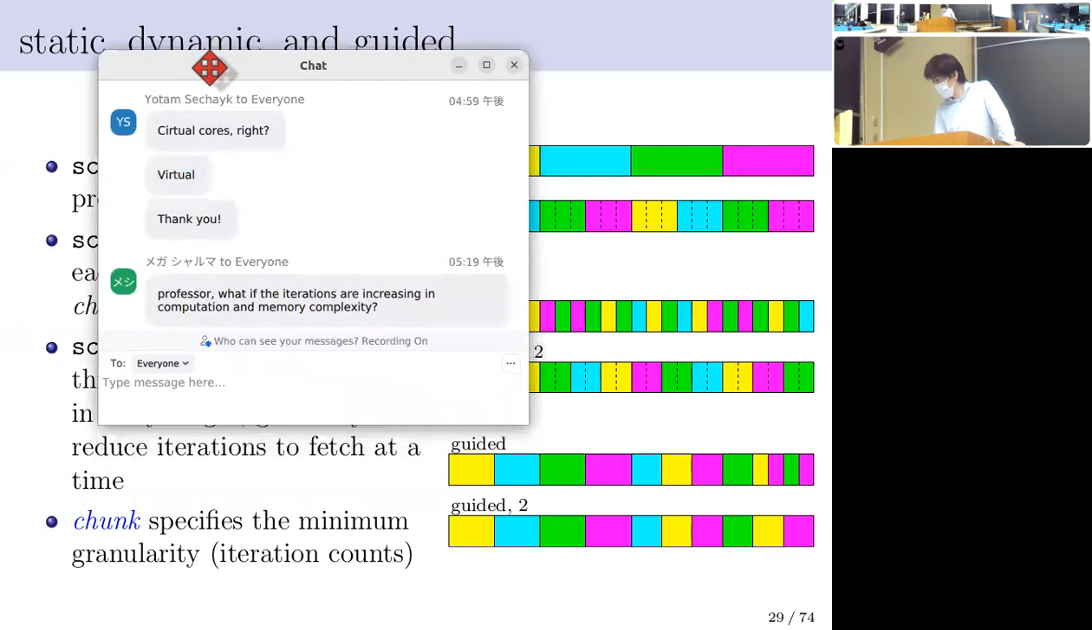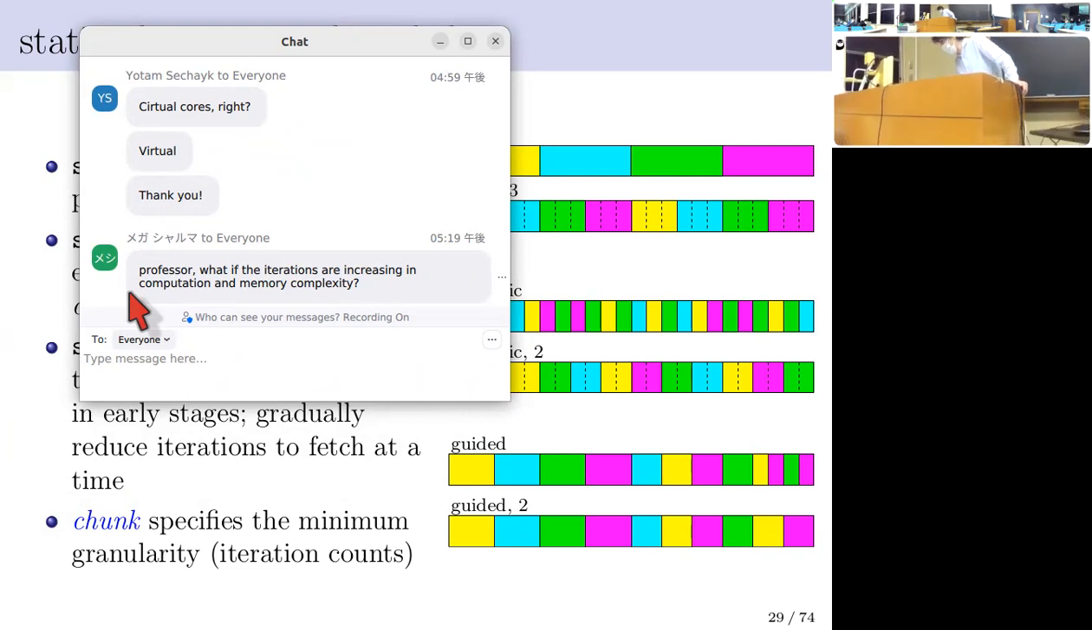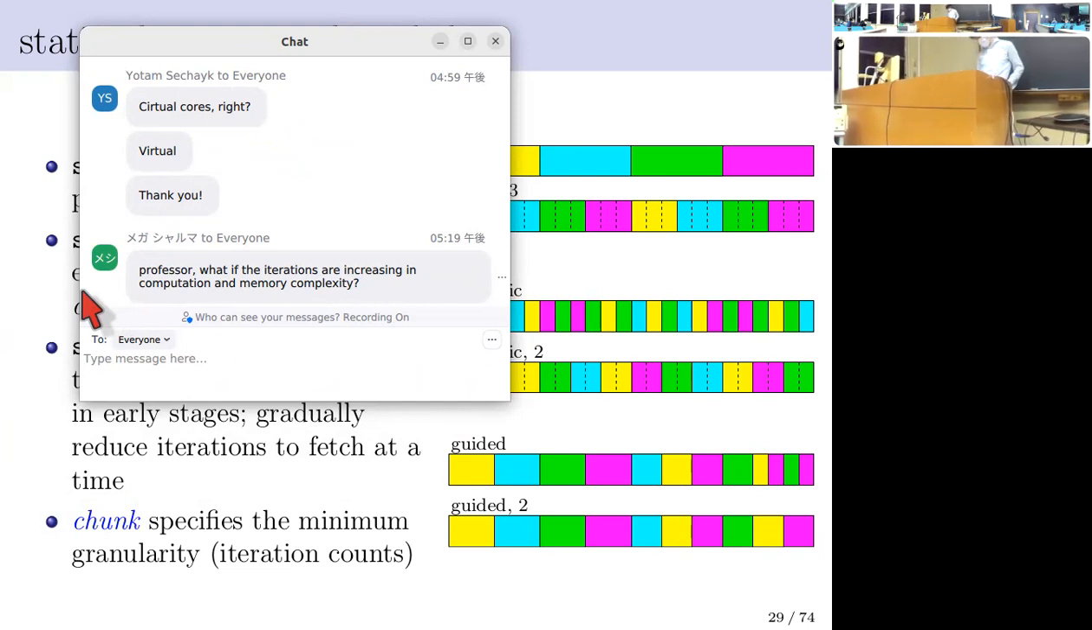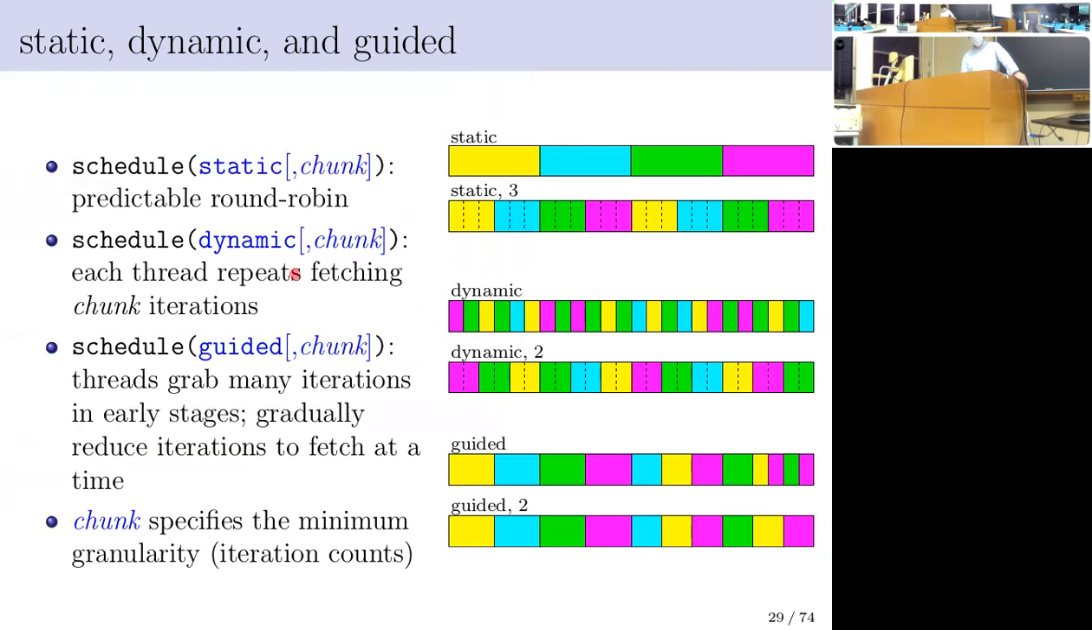I got a question: what if the iterations are increasing in computation and memory complexity? Not sure I completely understand what you're asking, but if I understand, you are probably talking about the situation in which different iterations have a different amount of work. Is that what you're thinking about? Yes, so this is exactly why you need something like dynamic. In the situation you described, schedule static is not the right way to divide the work among threads.